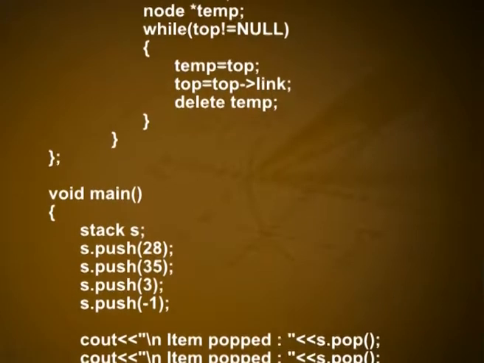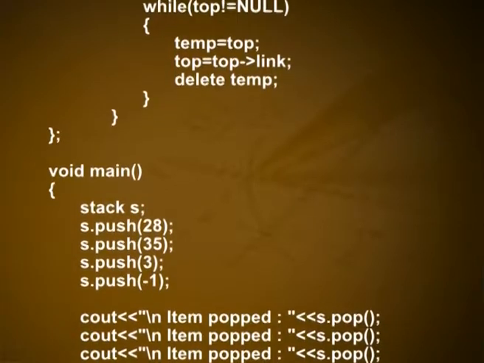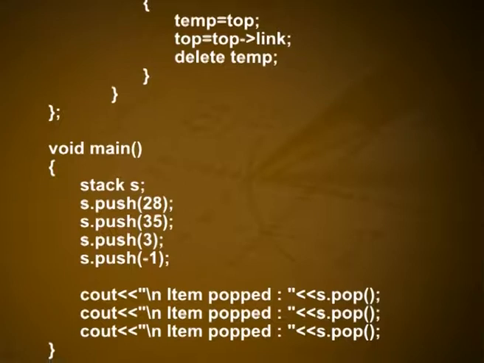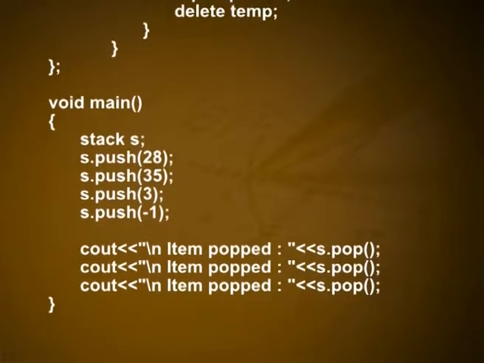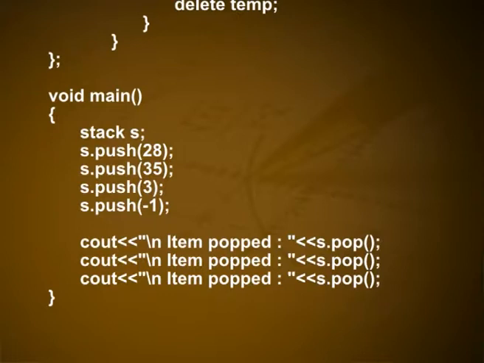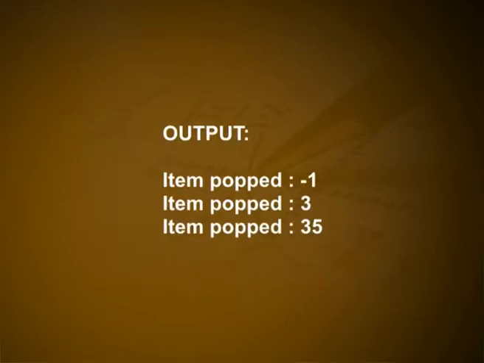void main, stack s. s.push(28), s.push(35), s.push(3), s.push(-1), cout item popped s.pop(), cout item popped s.pop(), cout item popped s.pop(). The output: item popped -1, item popped 3, item popped 35.